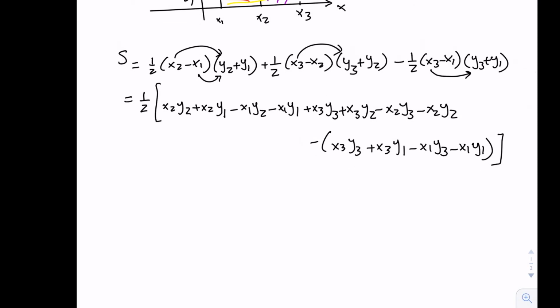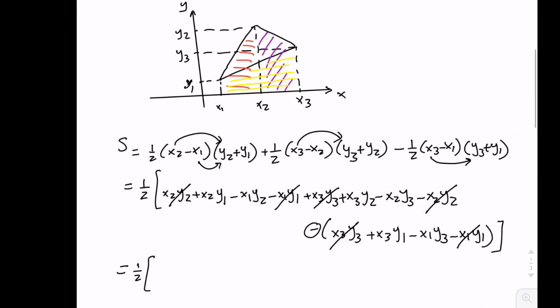Then we can simplify this further. This x2 y2 will cancel with this x2 y2. x3 y3 will cancel with x3 y3, and x1 y1 will cancel with x1 y1. Just note that there is a negative sign here. So this is going to be 1/2.